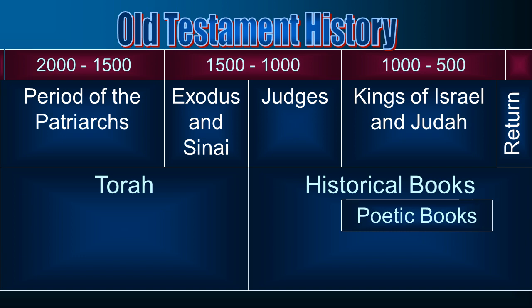So the poets are written during this period of the kings of Israel and Judah, up to and including the Babylonian captivity. For example, we have in Psalm 137, "By the rivers of Babylon, we sat down and wept." Well, that's written during the Babylonian captivity, and possibly not collected until even after that. So that's the poets: Job, Psalms, Proverbs, Ecclesiastes, and Song of Solomon.